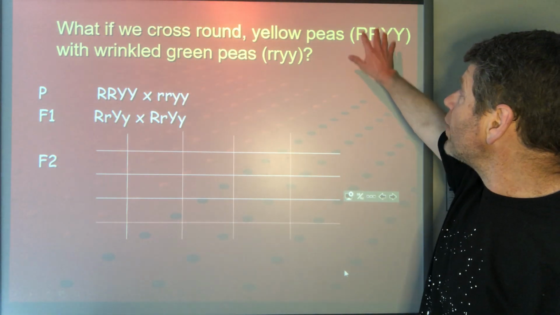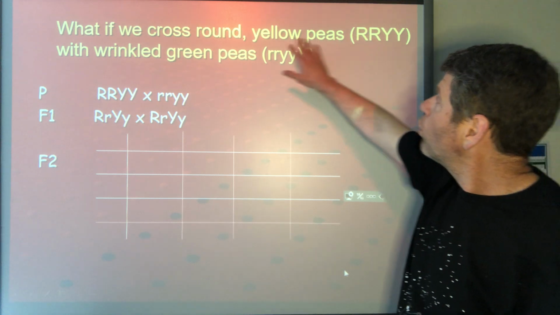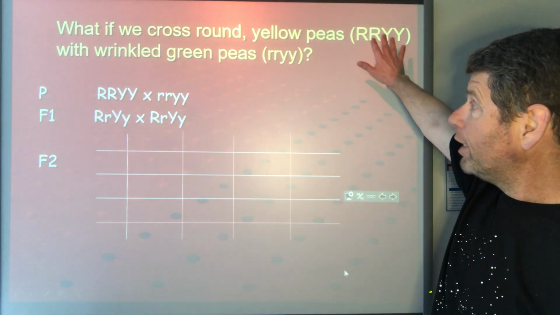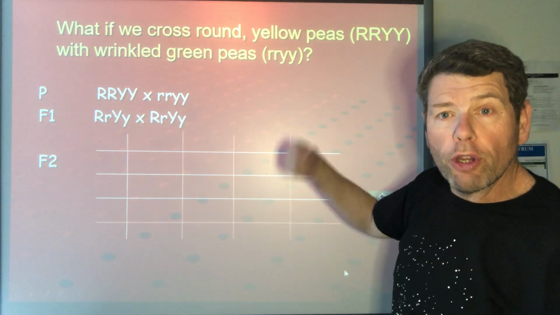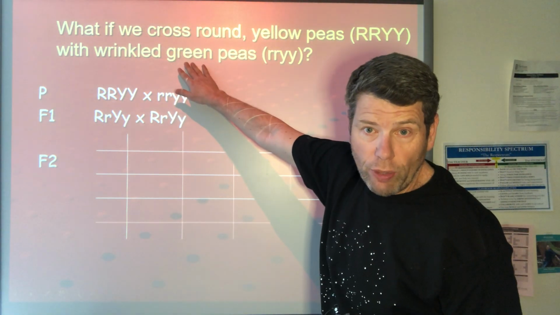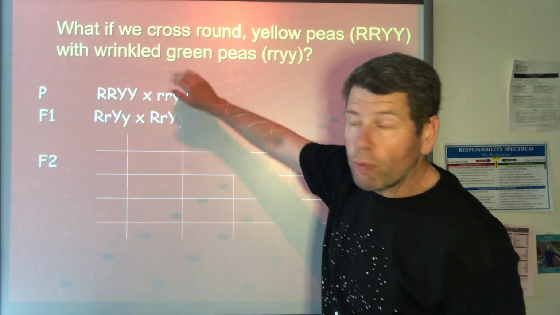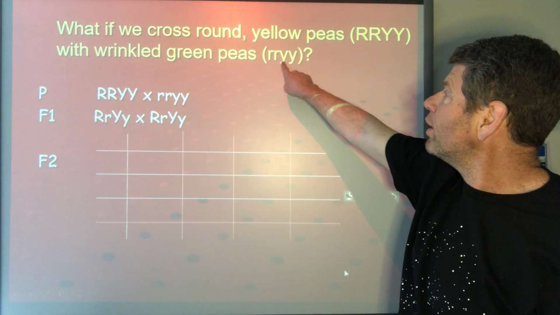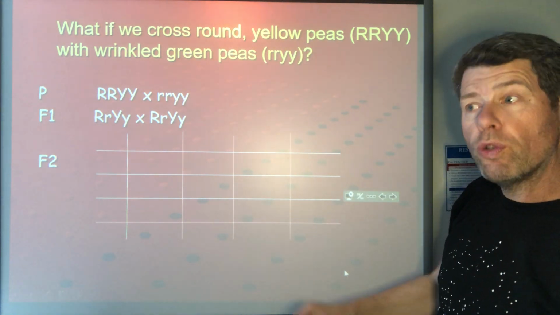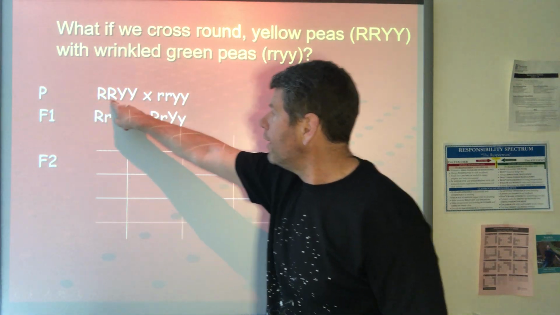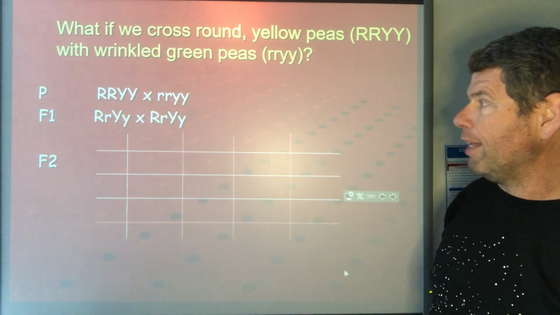So here we have a pure breeding, round yellow plant. Pure breeding, homozygous dominant. We're crossing it with a pure breeding, recessive trait plant. So it has both recessive traits. It's wrinkled and it's green. So little r, little r, little y, little y. Those are pure breeding plants. So we're going to put them on our parent line. So there they are, pure breeding plants.